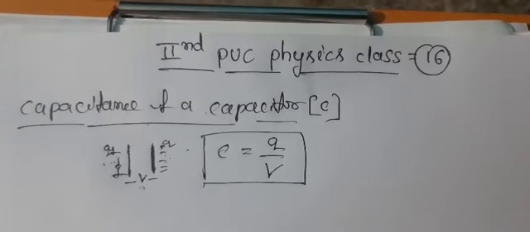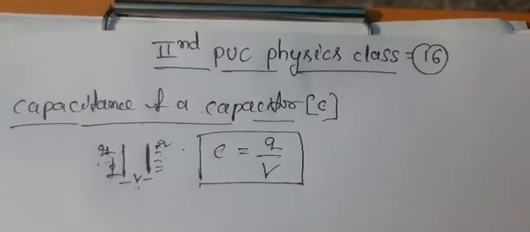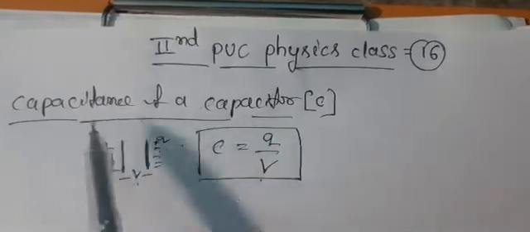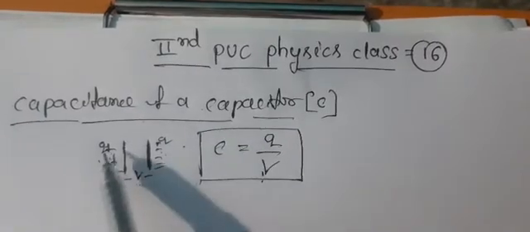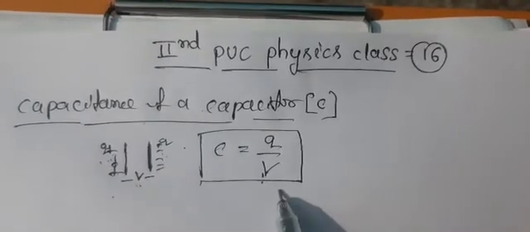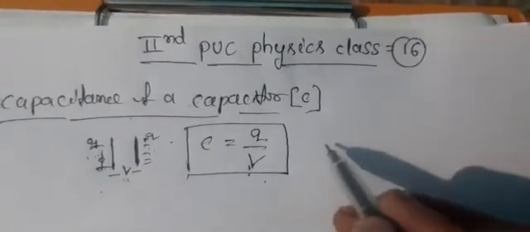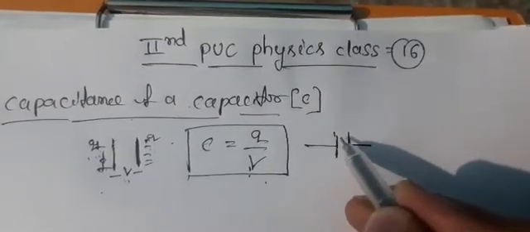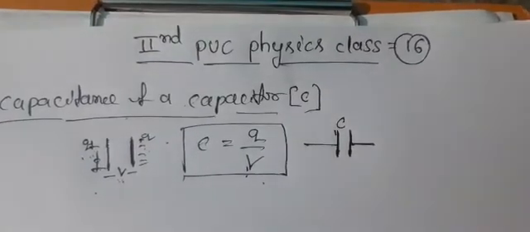That means the capacitance of a capacitor is defined as the charge required for unit potential difference. Or it is also defined as the ratio of the charge on each conductor to the potential difference between these two conductors. That is called the capacitance of a capacitor. Symbolically, it is represented by two conductors parallel to each other. That is the symbol of capacitance of a capacitor.